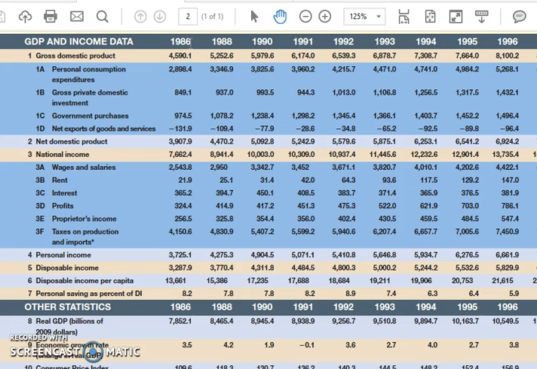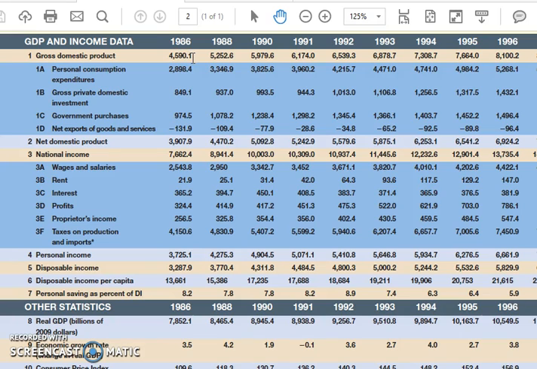For example, in 1986, and these are in the trillions, by the way, there was $2.8 trillion of consumption. $849 billion of investment happened. $975 billion of government purchases, and then net exports were a negative $131 billion. You add all those up, and that gives you the gross domestic product for 1986, which was $4.5 trillion.